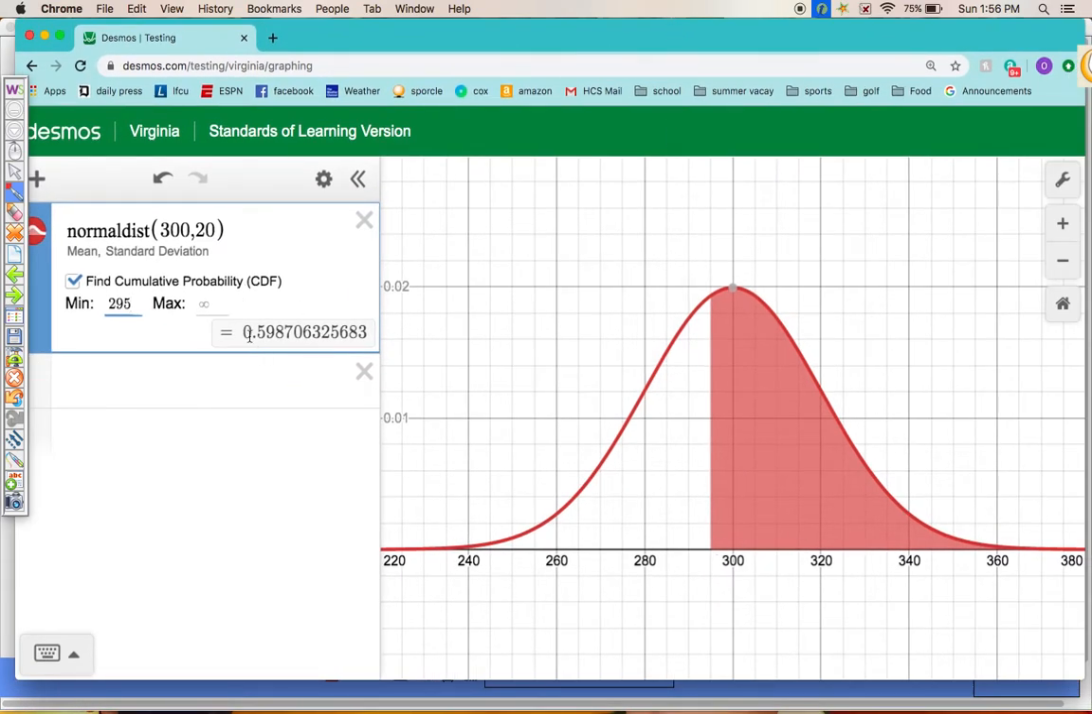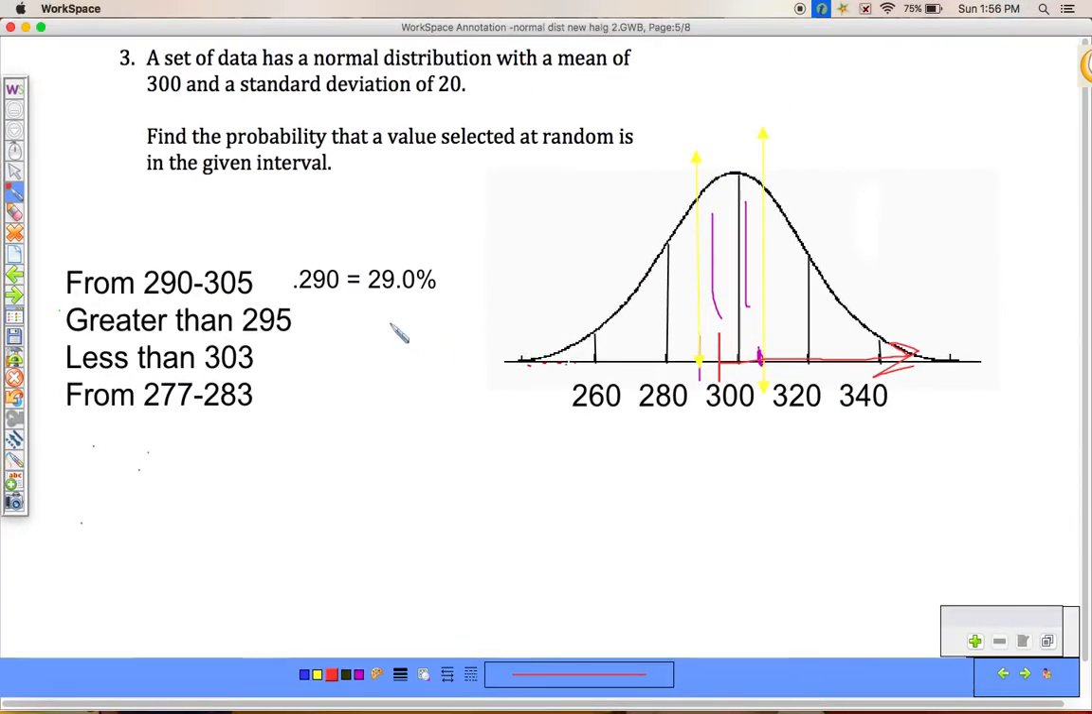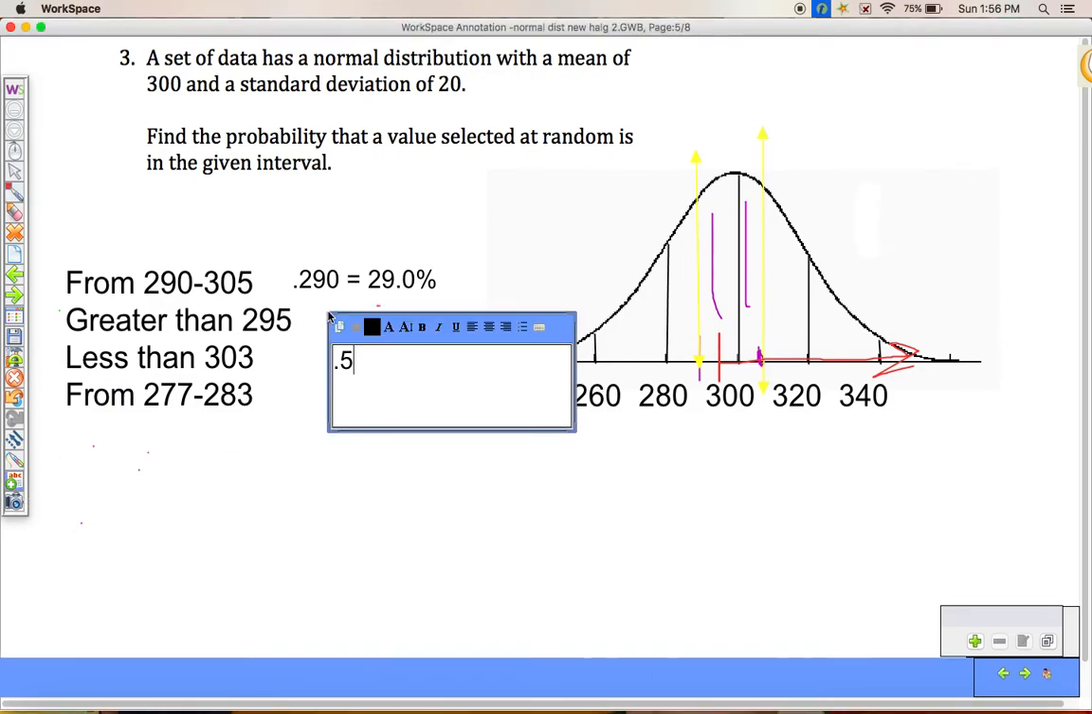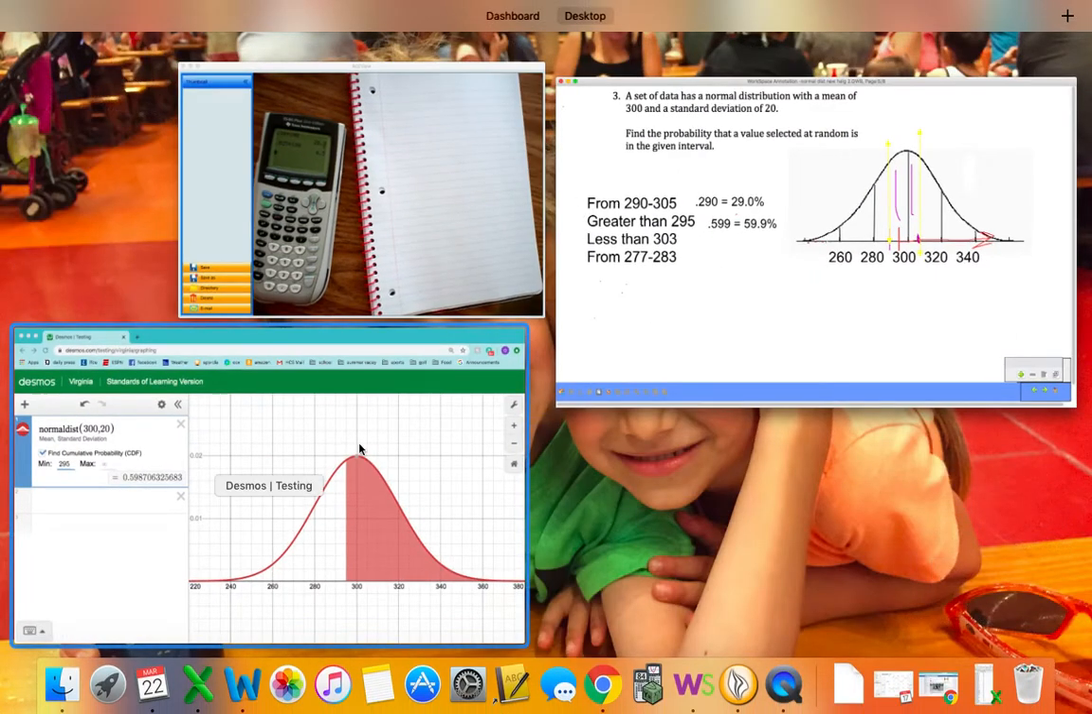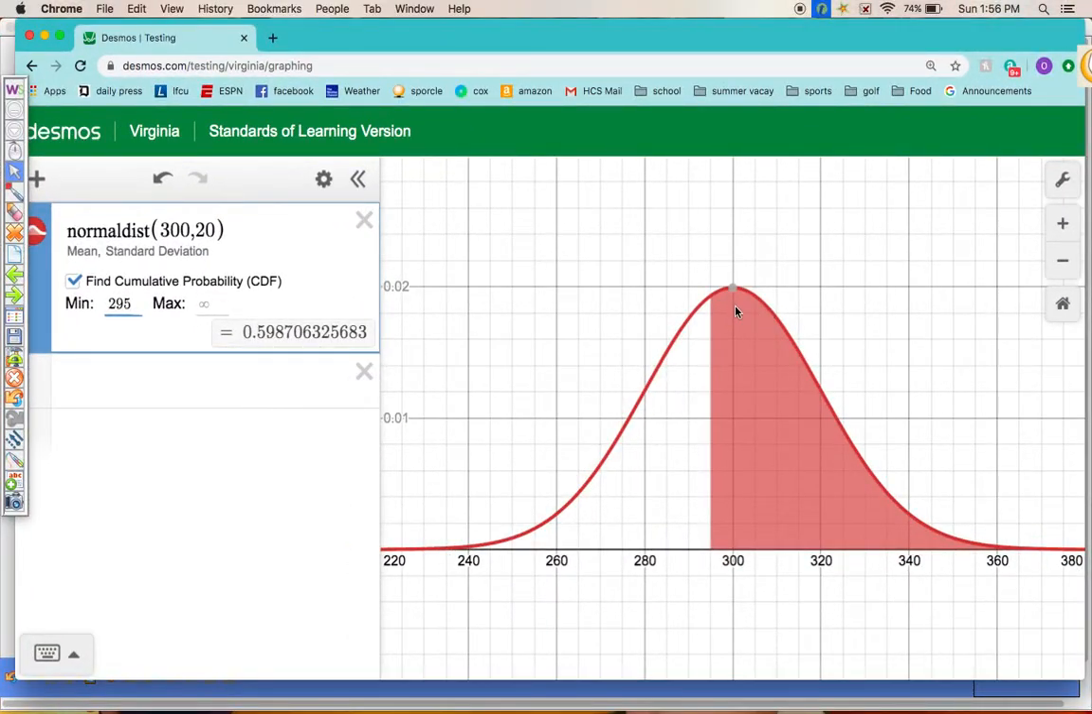So this 3 places we'll say is 0.599, which will make 59.9%. So looking at the picture over here, going back to Desmos, 50% is from 300 to the right, so I'm just a little bit past that, so I'm going to be a little bit over 50% of my data. We'll call it 59.9%.